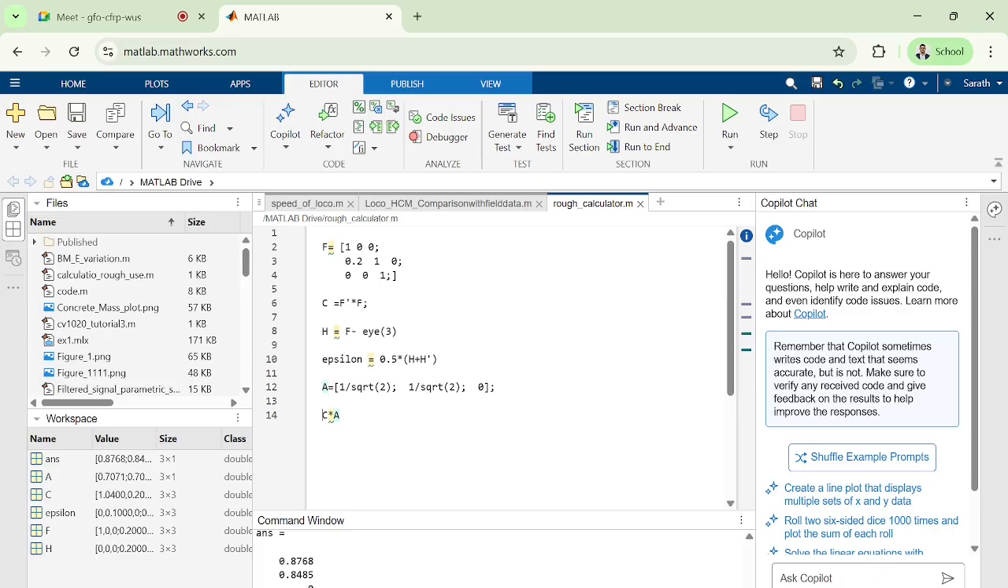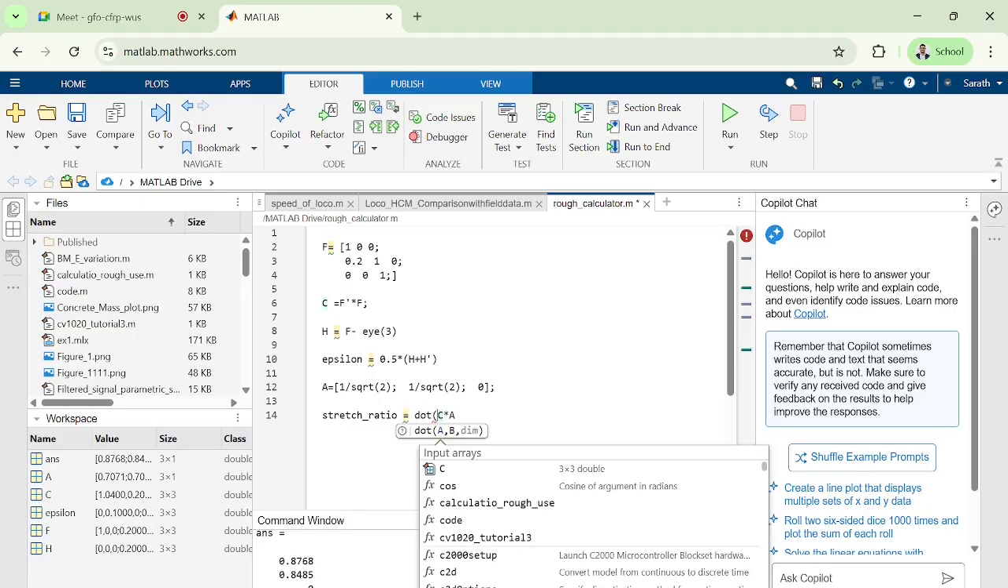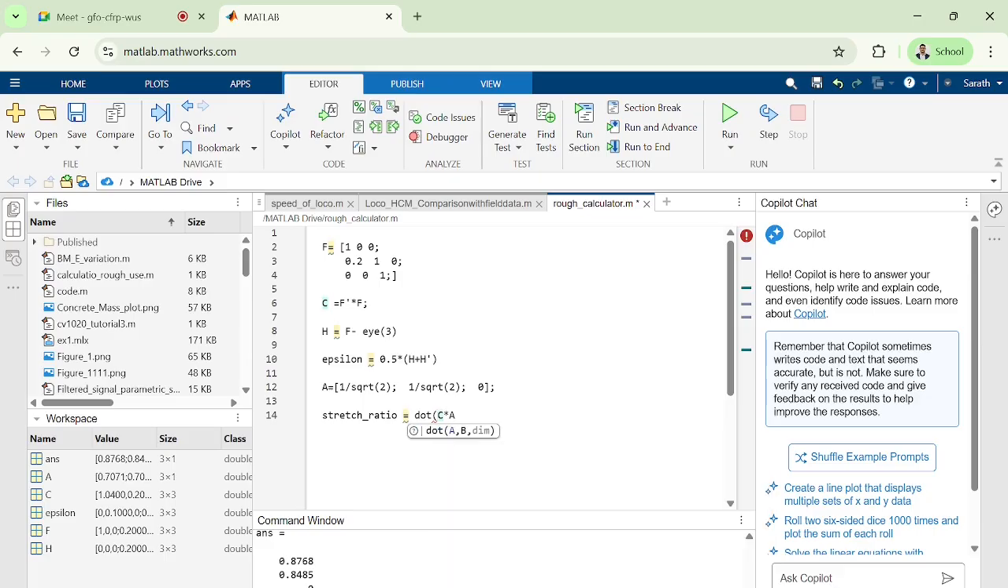So what is this? This is the stretch ratio, right? Stretch ratio equals dot. Here we do the dot product using the command dot. First vector is CA, second vector is CA. That's it. Done. So this will give us the answer directly. So it is 1.22. Okay, this is the stretch ratio.